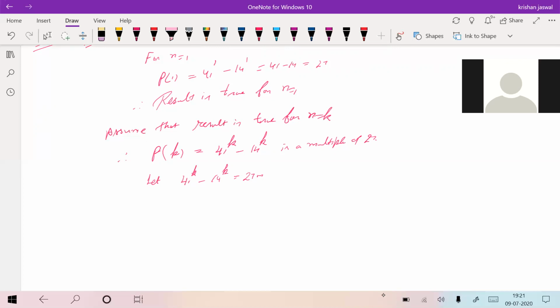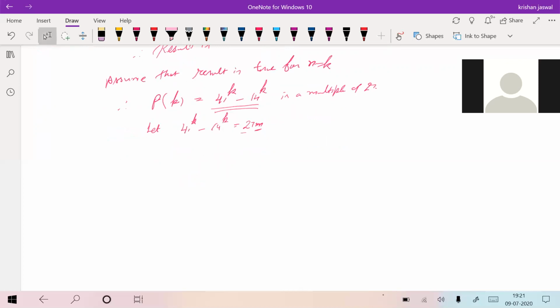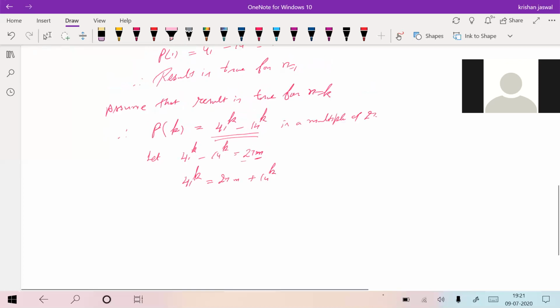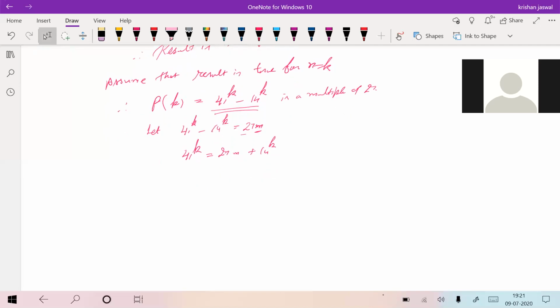Because Pk is a multiple of 27, therefore 27 is a factor of the answer. When we solve the right hand side, there will be some answer, and that answer is m multiplied by 27, because it is a multiple of 27. We can write it as 41 power k is equal to 27m plus 14 power k. This is number 1.